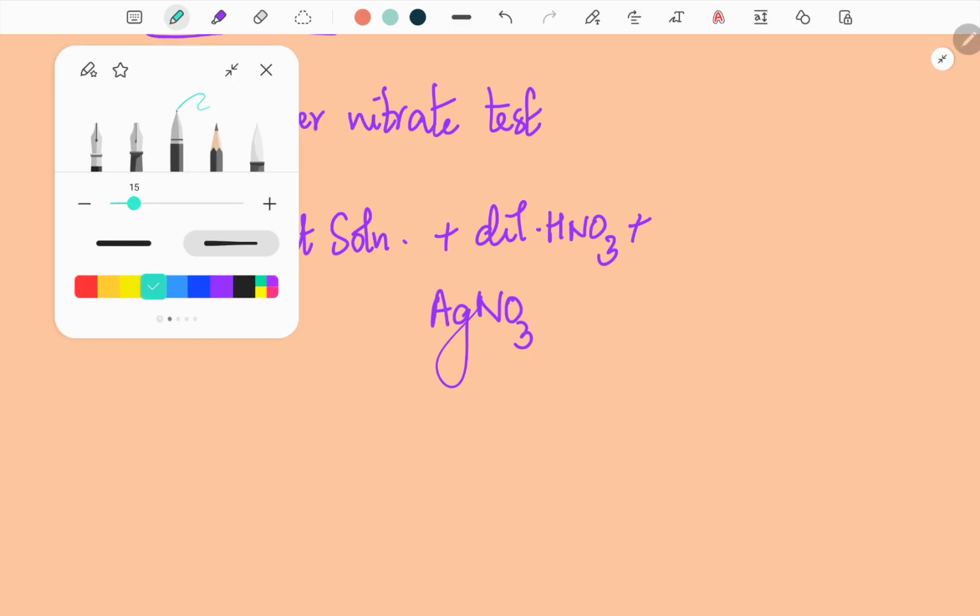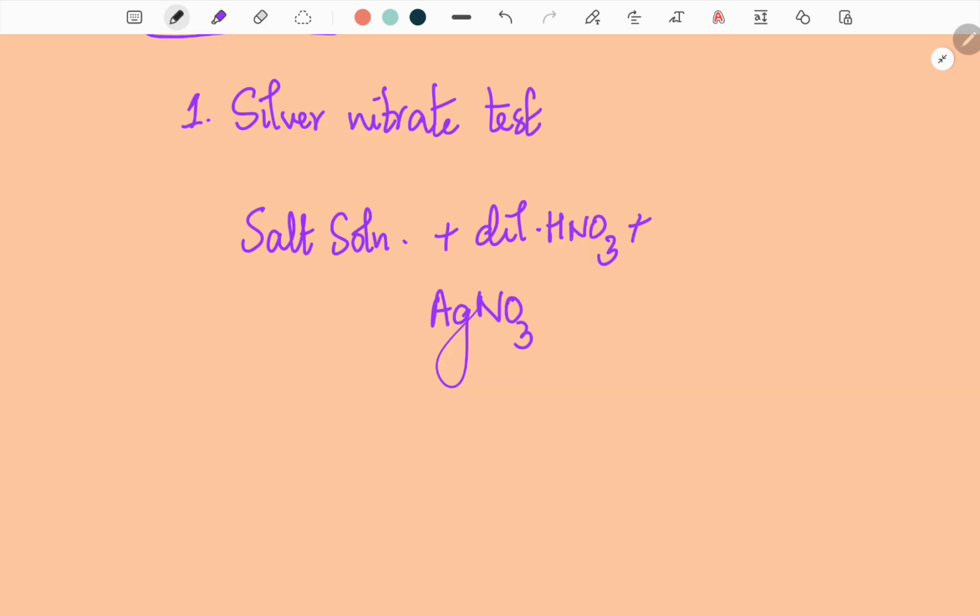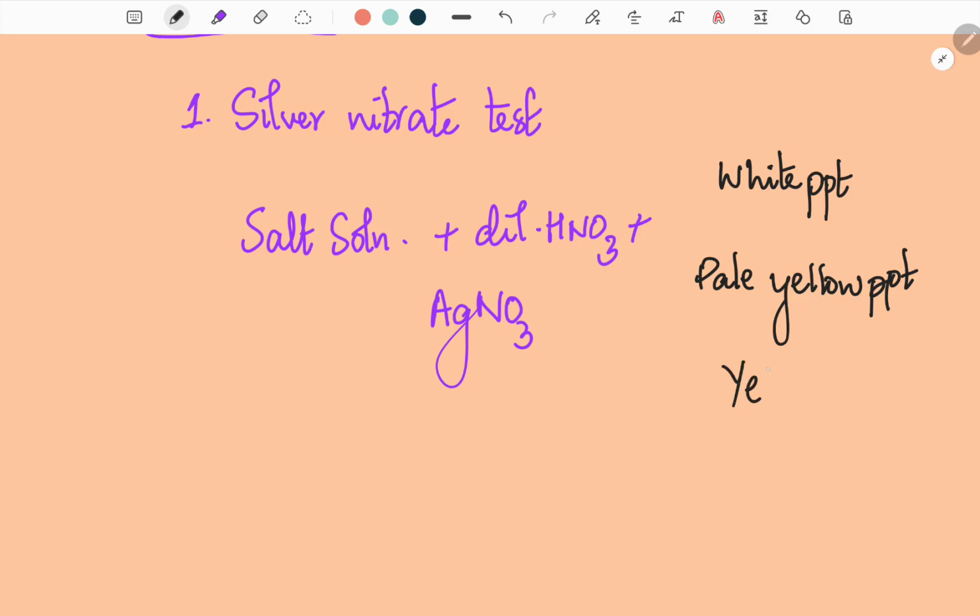Now, the color of the precipitate will vary depending on the ion, and also the solubility of the precipitate will also vary. So what is the difference in the color and the solubility we are going to discuss right now. So if you are able to get a white PPT, and I'll first tell you all the possible colors. You can get a white PPT, or you can get a pale yellow PPT. That means it's a very faint yellow color. Or you can get a yellow PPT, quite a dark color of yellow.